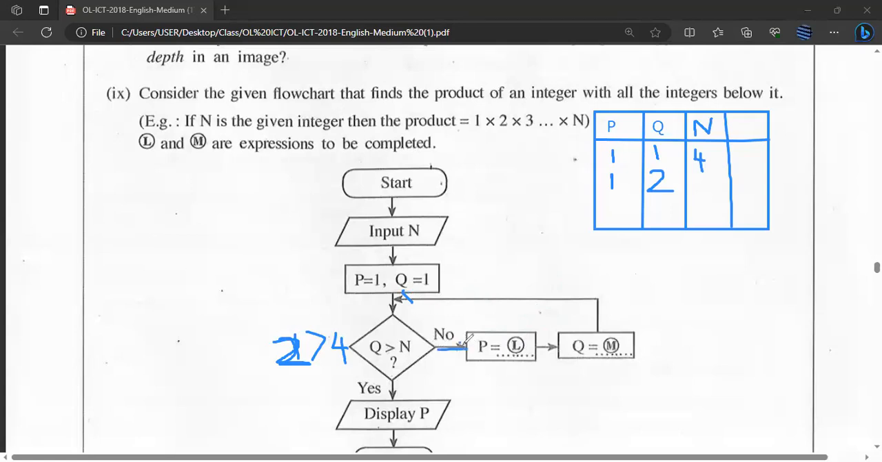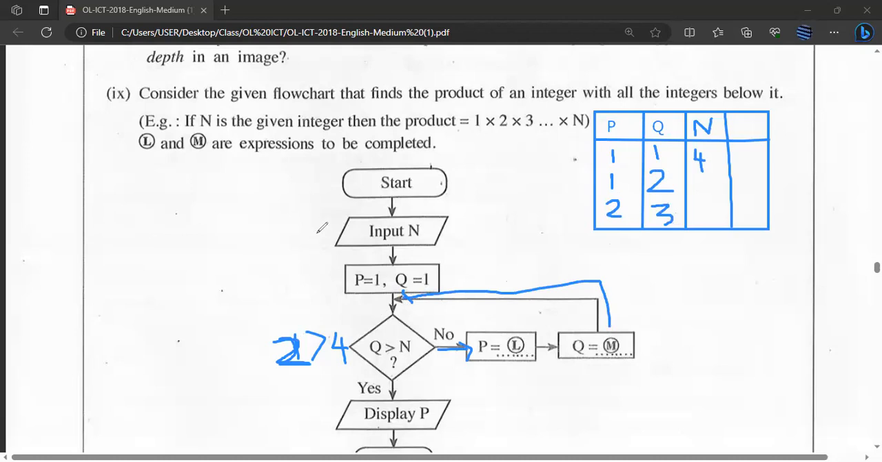Right? Then for P, what will be happening? So P into Q. Now P is 1 and Q is 2. So 1 into 2 is going to give the answer as 2. Then Q, we know we are going to increment by 1. So assignment Q plus 1. Now Q is 2, so once you add 1, Q is going to be 3. Then again it will be coming here.